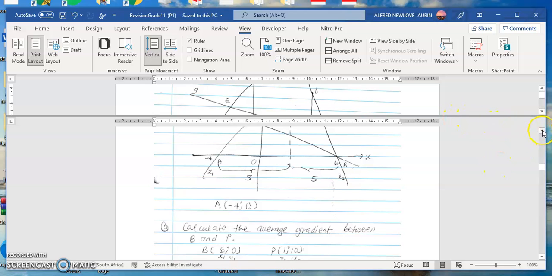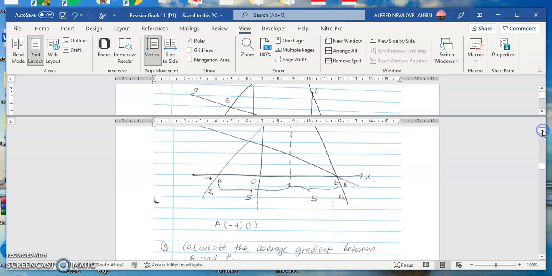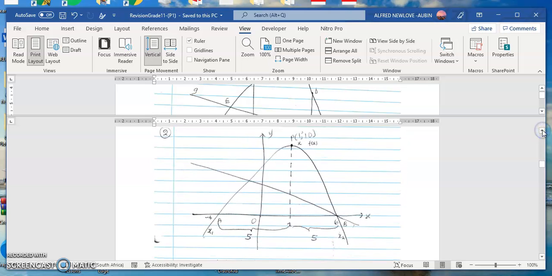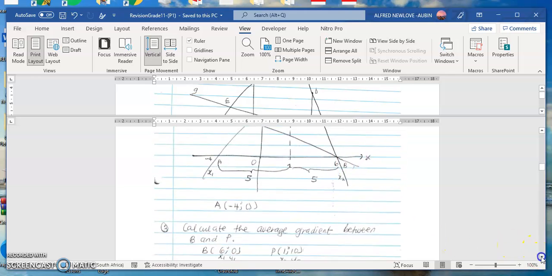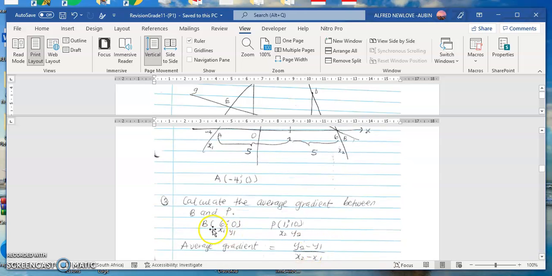Let me bring this one down a bit. Between B and P, we want this and this. We know the coordinate of P to be this, and the coordinate of B to be that one, which is 6, 0. So you write the coordinate of B and the coordinate of P.